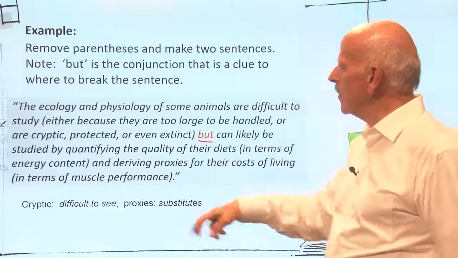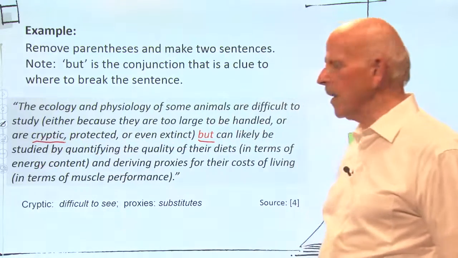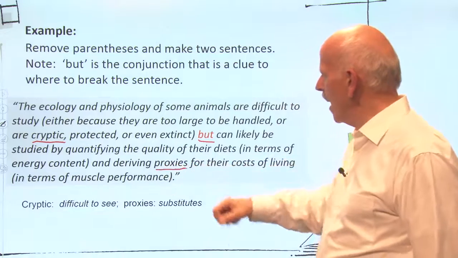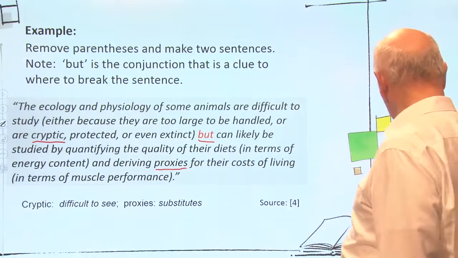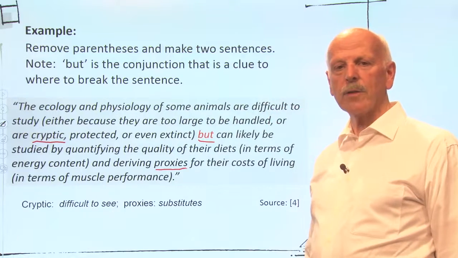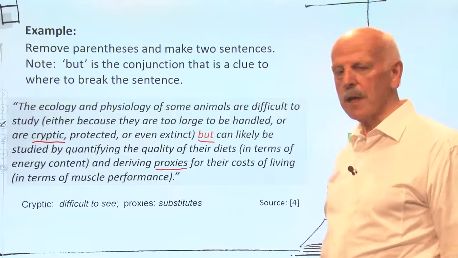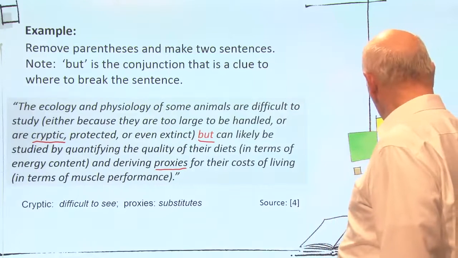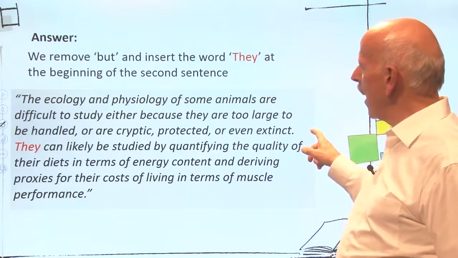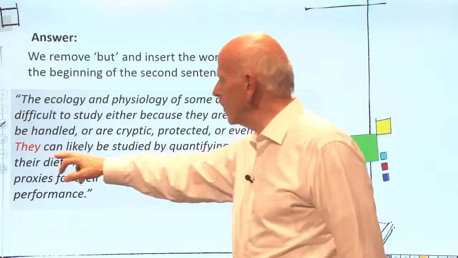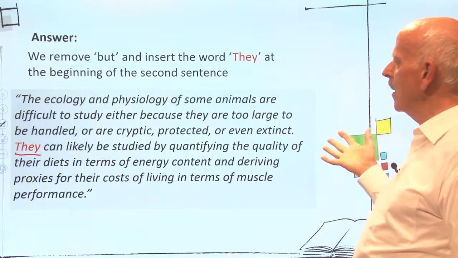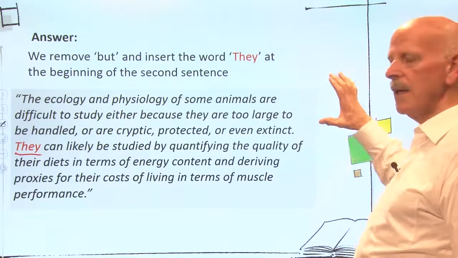So just a couple of words here. In this sentence, the word cryptic comes in. Cryptic means difficult to see. And towards the end here, proxies are substitutes for something. Again, this is about the same whales, dolphins, and porpoises that I was telling you about before. And if we apply the rule of removing the but in the middle, but include they to make it a complete sentence, then we have two sentences with no parentheses, which are easier to read.